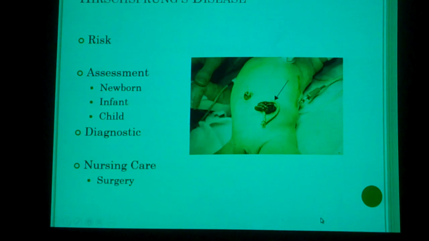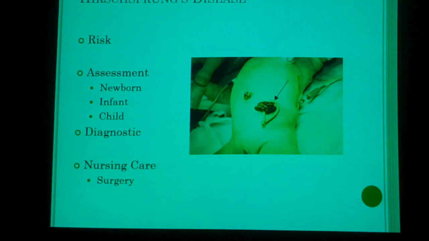Moving on. Hirschsprung's disease. This is a congenital ganglionic megacolon causing decreased motility and obstruction. Lack of nerve cells in part or all of the enlarged intestine. The nerve cells signal muscles in the large intestine to push stool towards the anus. Increased risk if you have a family history.